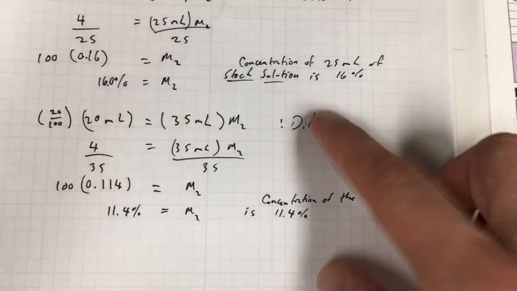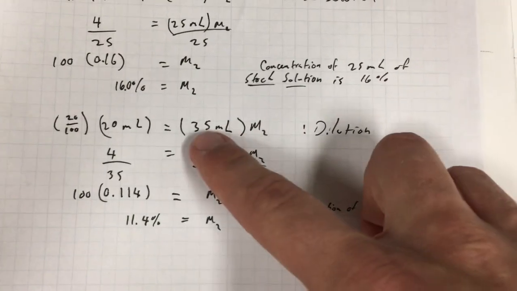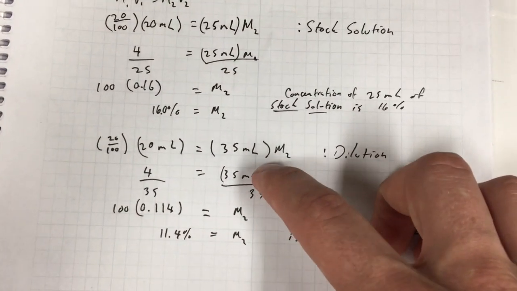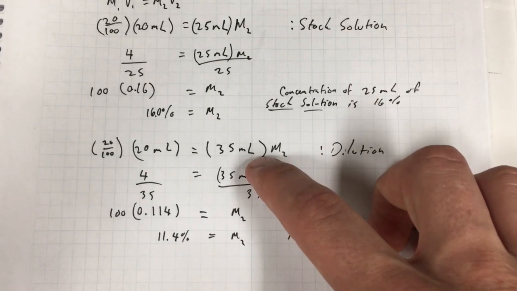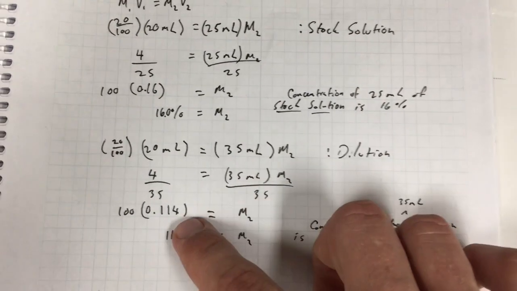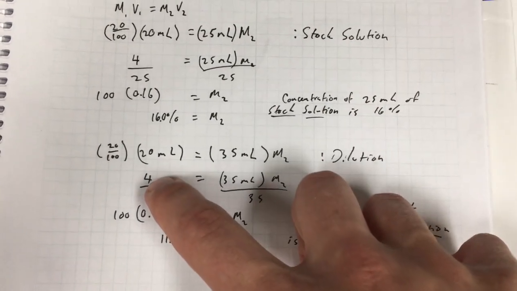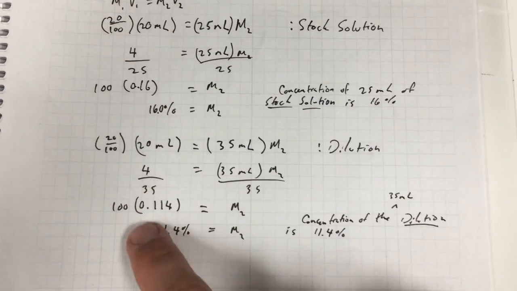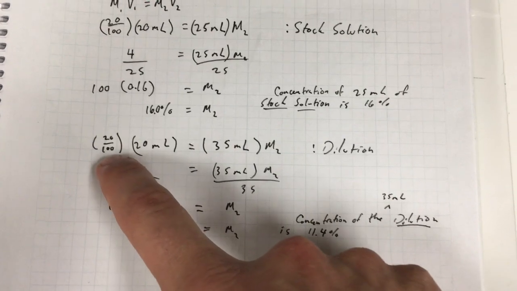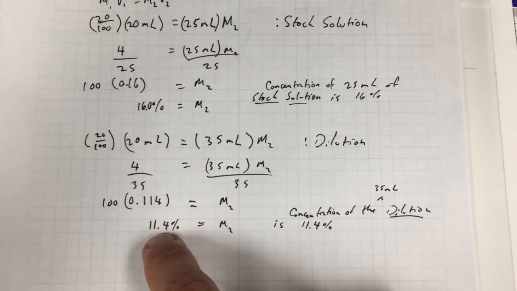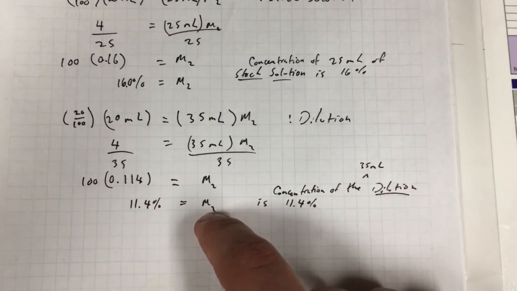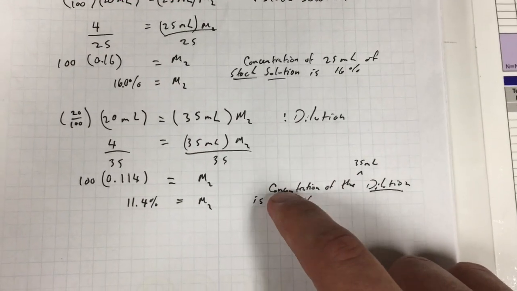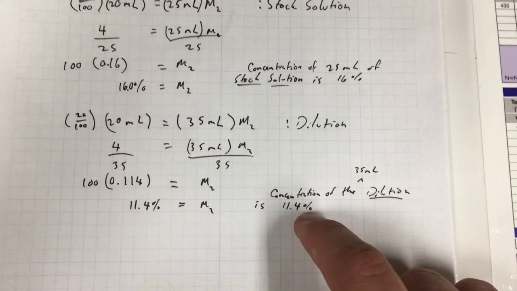So our dilution will be similar. We're going to take 35 milliliters because we diluted it with 10 milliliters of our blue water. And then we're going to divide 35 on both sides. We're going to divide the constant by 35 to get 0.114. We're going to multiply that one by 100 because we divided this by 100 right here. And then we're going to end up with 11.4%. So our dilution is going to have an 11.4% concentration in 35 milliliters.